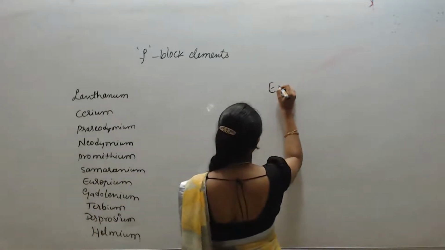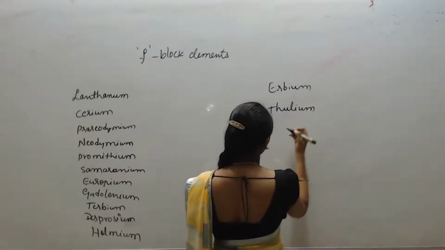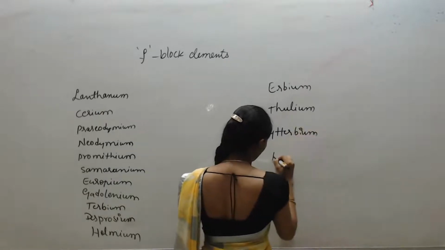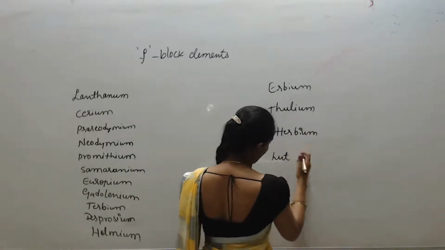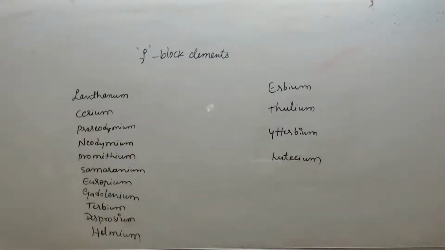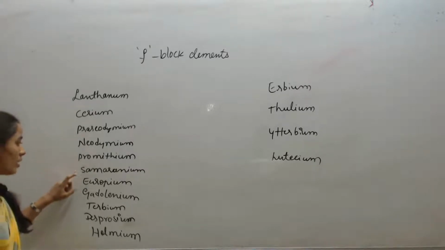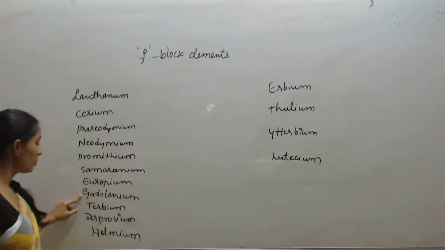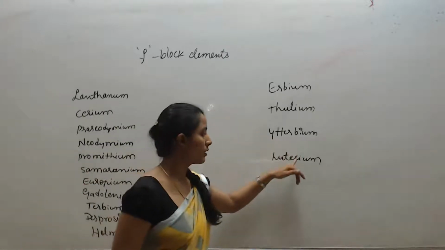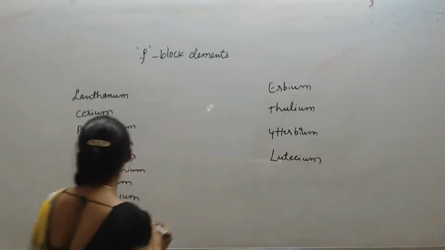Here, erbium, ytterbium, and lutetium. So these are the 14 elements of the periodic table: lanthanum, cerium, praseodymium, neodymium, promethium, samarium, europium, gadolinium, terbium, dysprosium, holmium, erbium, thulium, ytterbium, and lutetium. Okay, this is your lutetium.